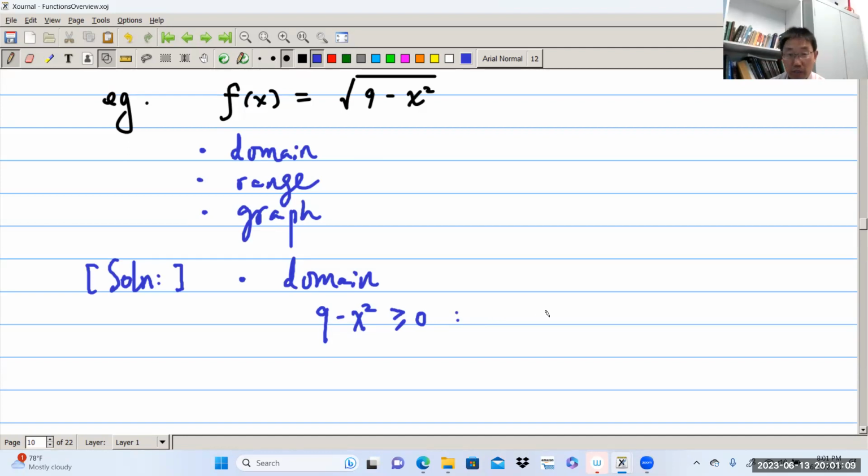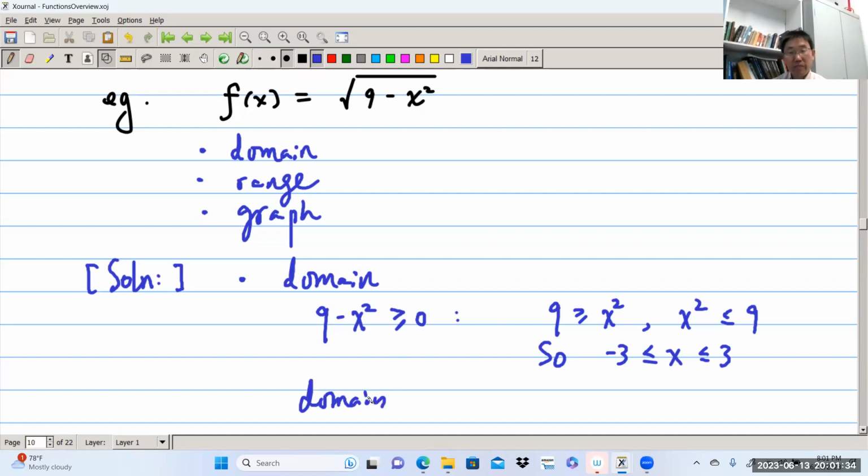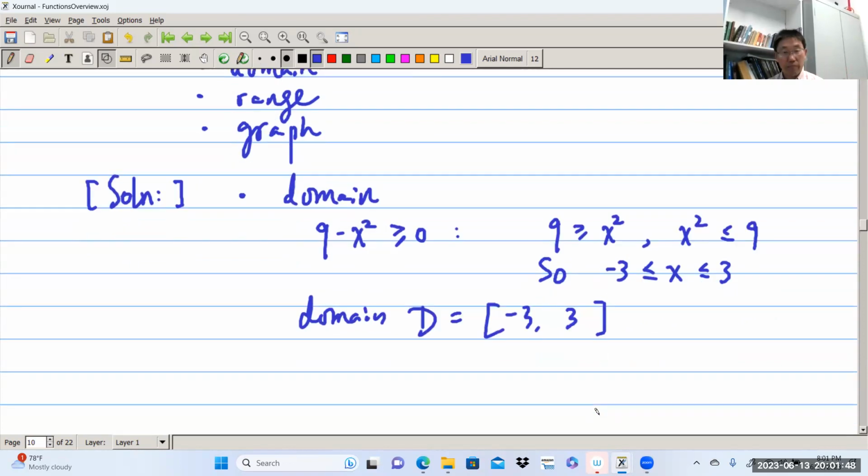So then you solve this inequality to find the values for x. Of course you end up with 9 greater than or equal to x squared. We'll say x squared is less than or equal to 9. So if x squared is less than or equal to 9, what can you say about x? x should be less than or equal to 3, but at the same time, x should be greater than or equal to what? -3, right? So what's the domain of this function? The domain is between -3 and +3, inclusive, right? So the domain D is the interval from -3 to +3, inclusive. You can write down the domain in this manner.